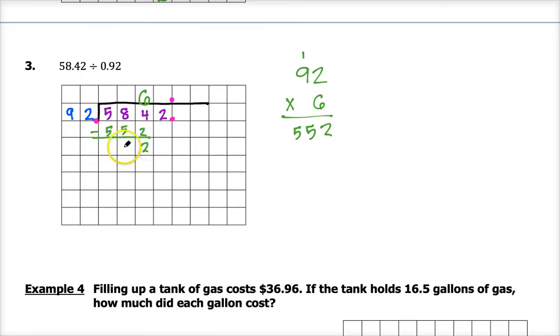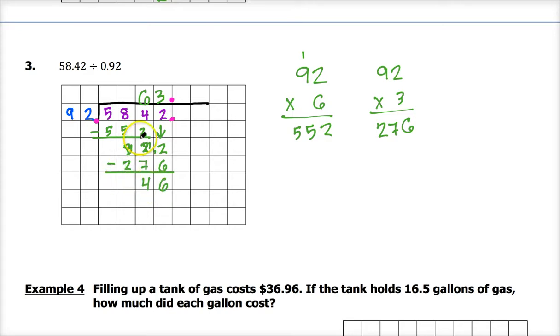4 minus 2 is 2. 8 minus 5 is 3. I bring down my 2 here, and now I'm taking 92 into 322. Well, I know 90 times 4 is 360, so 4 would be too large, so let's try 92 times 3. 3 times 2 is 6, and 9 times 3 is 27. So this would be 276 when we do 92 times 3. And we subtract, we get 46.